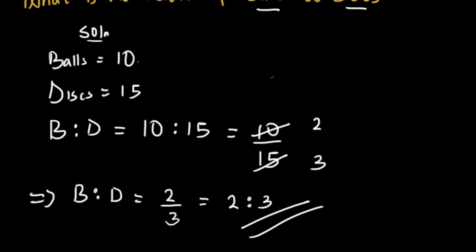Does that make sense? So basically, when you are asked to find the ratio of balls to discs, you ask yourself, how many balls do you have? 10. Then how many discs do we have? 15. You take it to the lowest term, 5 here 2, 5 here 3. So it means that the ratio of balls to discs is 2:3. Do you understand? Let's take another question.